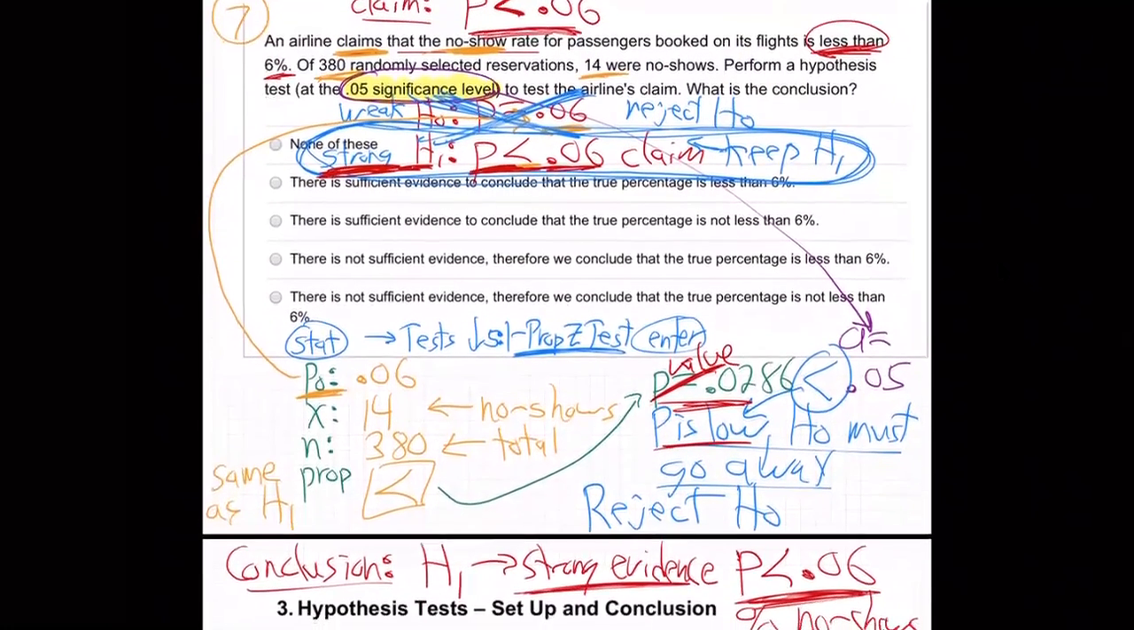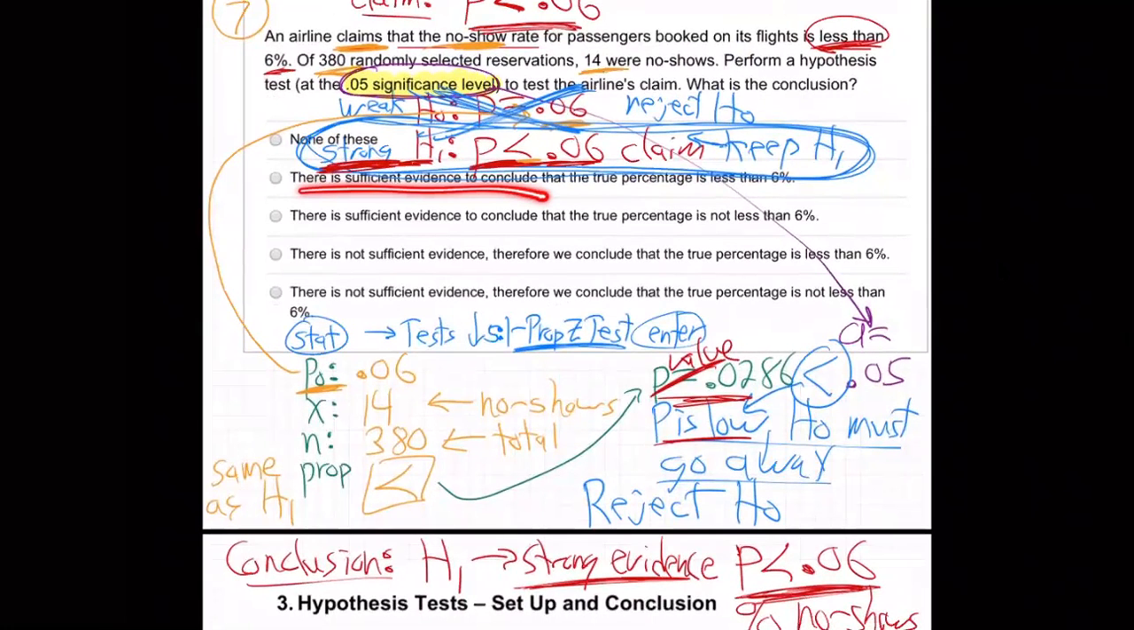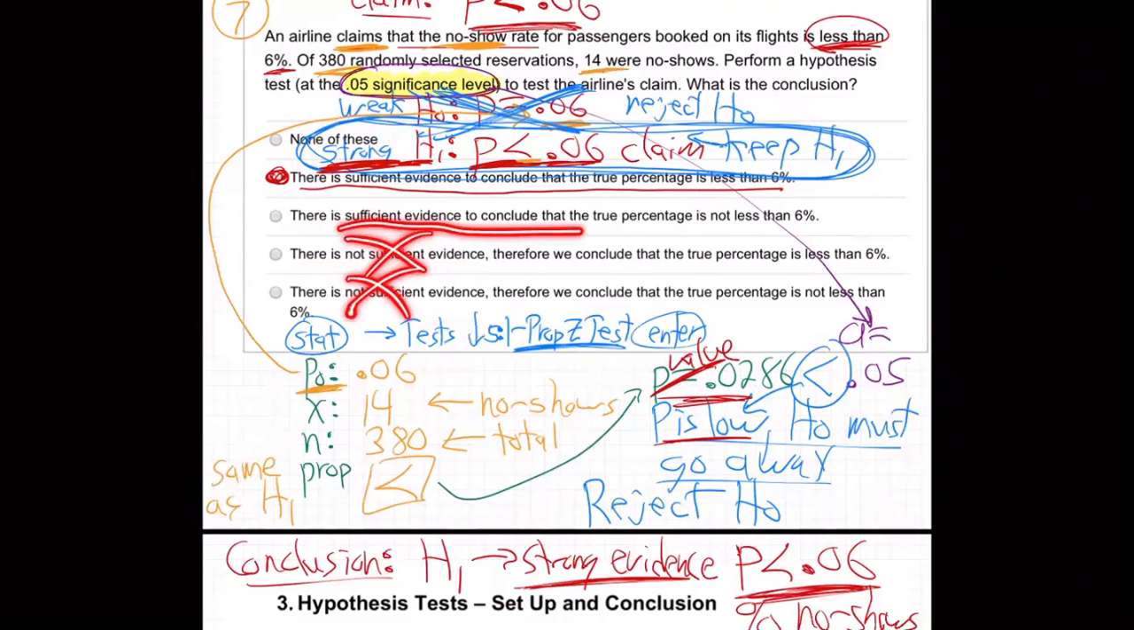All right. So which of these options? There is sufficient evidence to conclude that the true percentage is less than 6%? Yeah, that's exactly it. See how the other ones are wrong. This one says there's sufficient evidence to conclude that the percentage is not less than? No. There is not sufficient? No. Sufficient means enough. There's strong evidence. So we can forget about the not sufficient options. And this one's not true because it says not less than. So here's the right answer. Sufficient evidence, strong evidence to conclude that it's less than 6%. There we go.